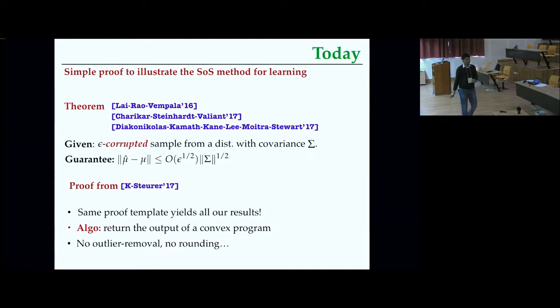Great. So one thing I want to stress is that the algorithm in the end is going to be just some convex program, and you will just output whatever this convex program computes. So there is no outlier removal, no additional processing of data or anything. You just run the program, whatever it returns is your answer, it's going to be accurate. Okay? All right, so I'm going to explain a proof of this theorem in the remaining part of my talk.